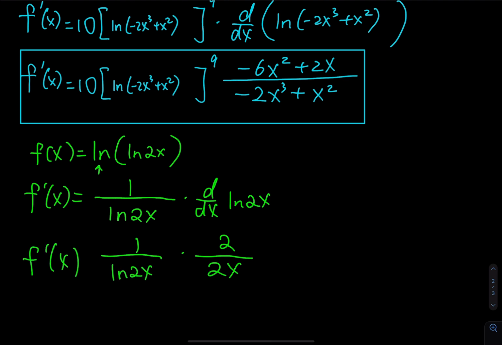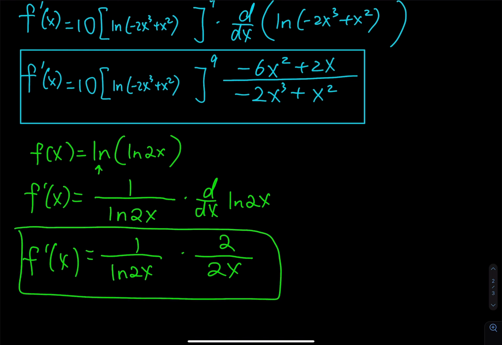Of course, you can simplify the 2's, right? You can simplify the 2. So that becomes a 1 on top. So 1 divided by ln of 2x, and then multiply 1 over x.